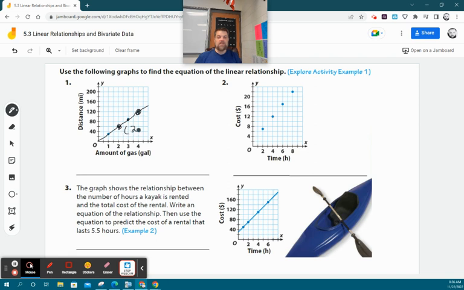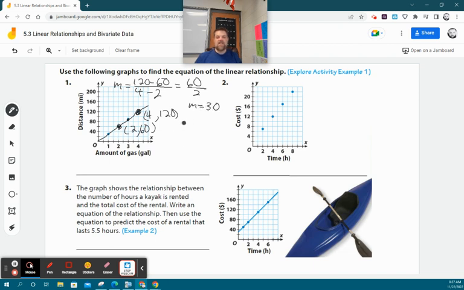This point looks like (2, 60). This point way up here looks like (4, 120). So if I find the slope on that, I'm going to say the slope is equal to 120 minus 60 all over 4 minus 2. That's going to give me 60 over 2, which reduces down to m equals 30.